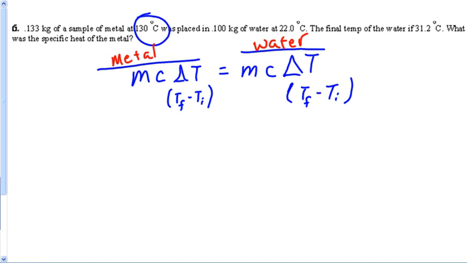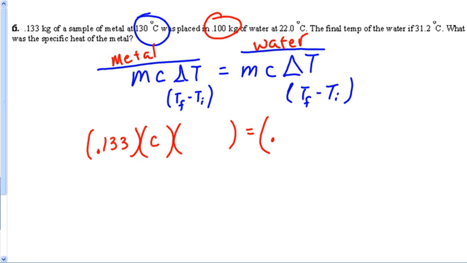Well, what was the mass of the metal? It says that the metal is 0.133. It did not tell me what the specific heat for the metal is. And I'm going to leave the temperatures empty for now. Equals the mass of the water is 0.1. c for water is 4186 times the two temperatures. And that's where y'all get messed up.